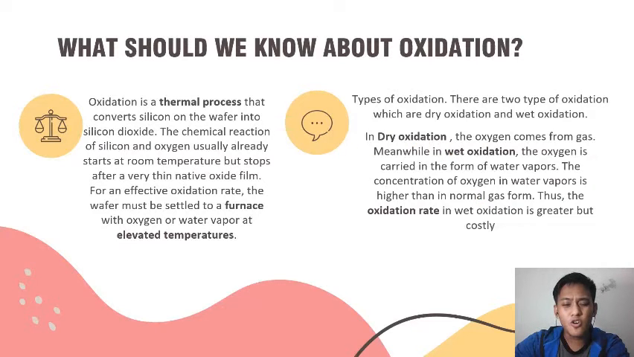Basically in dry oxidation, the oxygen comes from gas. Meanwhile, in wet oxidation, the oxygen is carried in the form of water vapor. The concentration of oxygen in water vapor is higher than in normal gas form. Thus, the oxidation rate in wet oxidation is greater, but more costly.